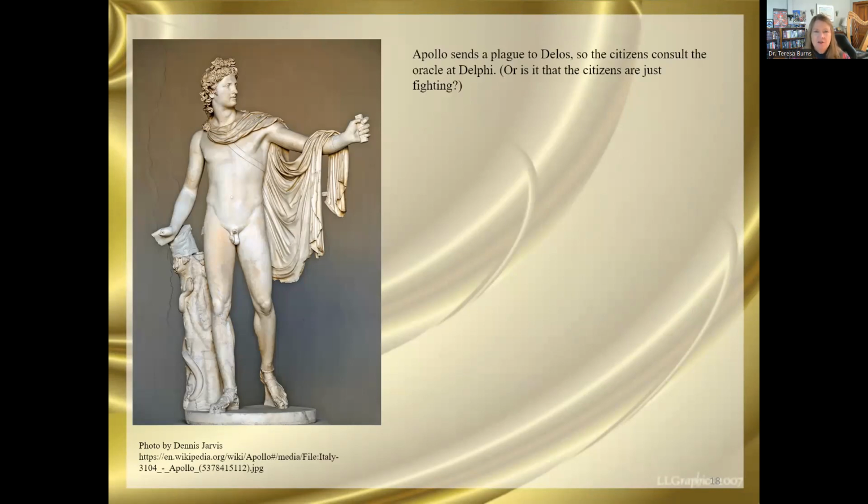Apollo sends a plague to the island of Delos. So the citizens go to see the oracle at Delphi and ask what they need to do to stop this plague, because they're dying. In another account, the citizens are just fighting and they go and ask what they need to do to stop the fighting. But in any case, the oracle at Delphi says they must double the volume of the cubical altar to Apollo. So they do what many people might do who don't know math or don't know volume very well, or they double the edges.